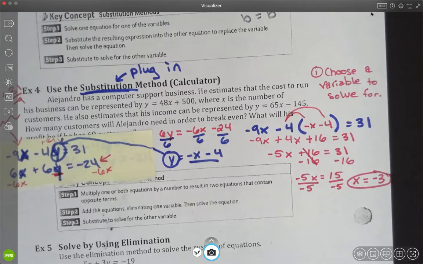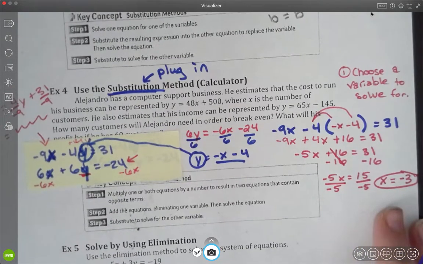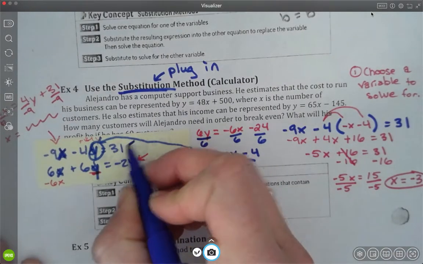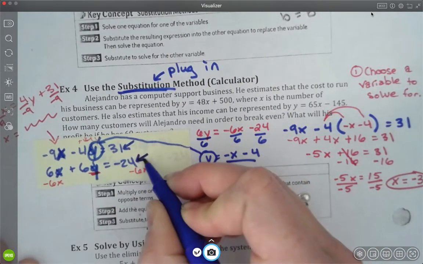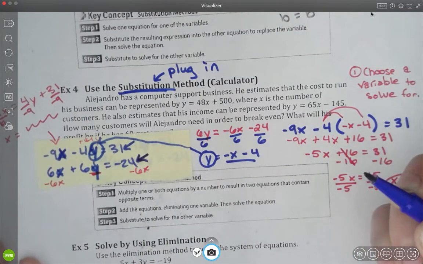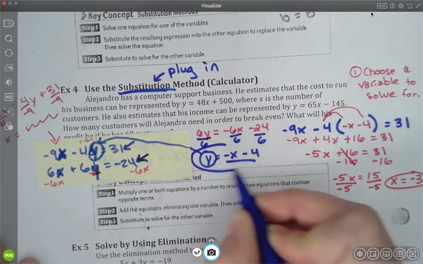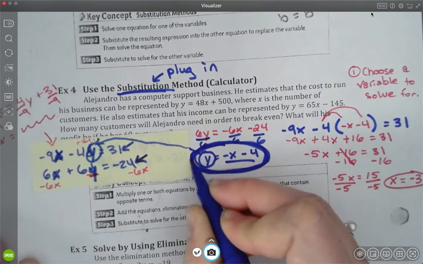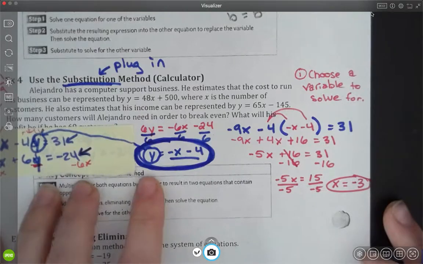Are we done? No. Now what do we do? Plug it back in. We want to find y now, right? Where do I plug it back in at? Wherever you want. So I could plug it in here, or I could plug it in here, or where is it really nice to plug in? Right here. Can I plug it in right there? You bet I can. Oh man, that's really nice.